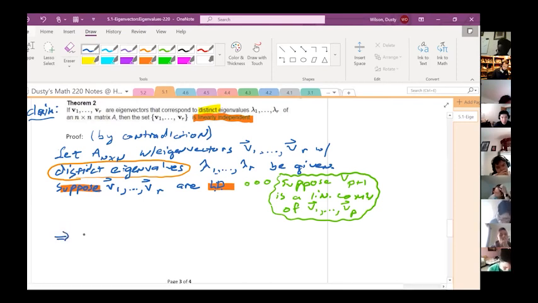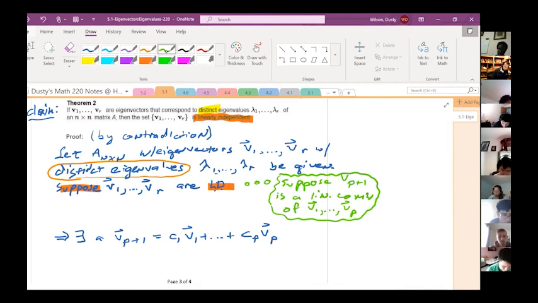So with that in mind, this implies there exists a VP plus 1, that's that green VP plus 1 I was talking about, that's equal to C1 V1 plus dot dot dot plus CP VP. Okay. So remember, this VP plus 1 is that green vector that can be made from previous vectors.